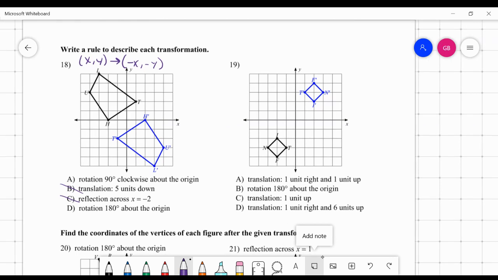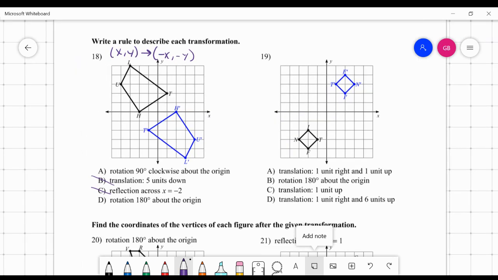So for example, let's stick with L. L is (-3, 5), and L prime is (3, -5). So you see how the rule works? It went from -3 to +3 and from 5 to -5. So it's a 180-degree rotation.